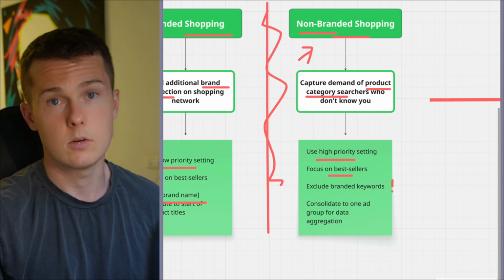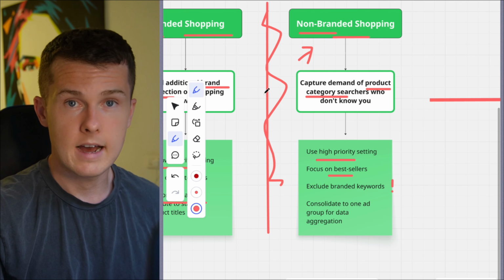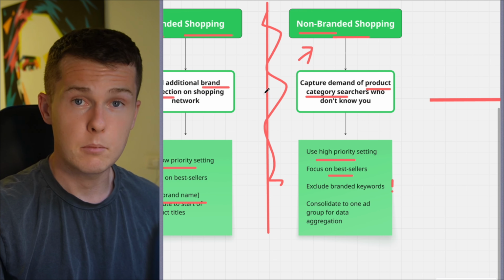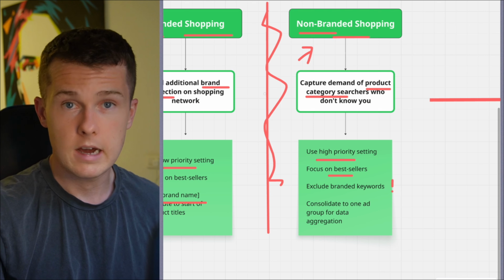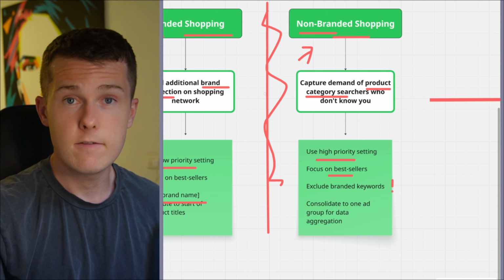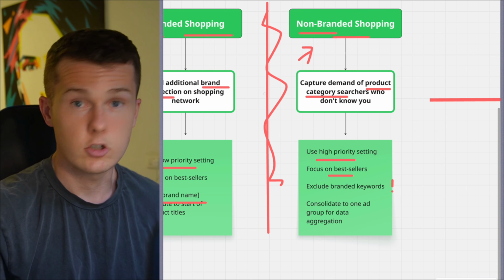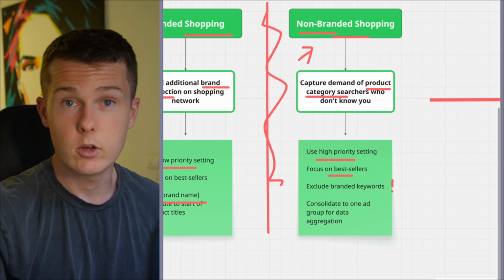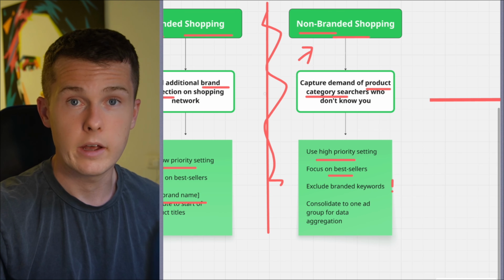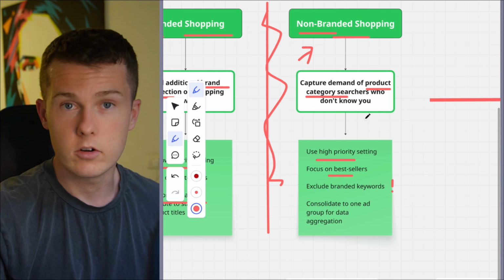Everything else is to do with cleaner data. But for me, the main reason to have that clear split between branded and non-branded campaigns is so that you can see how well non-branded campaigns are working. And if and when you do look to scale those up, you're doing so with a lot more confidence than you otherwise would be if branded traffic was leaking into all your other campaigns as well.